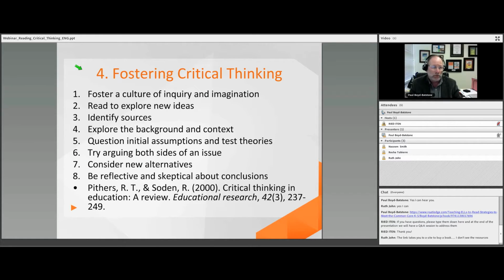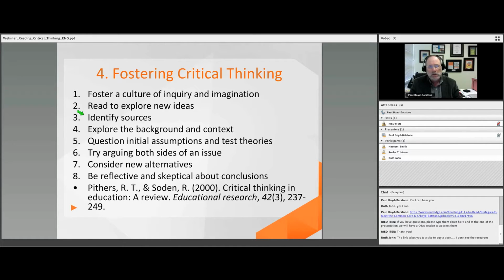What fosters critical thinking? First of all, critical thinking is fostered in a culture of inquiry and imagination. I always think of that famous quote by Albert Einstein, his imagination is more powerful than knowledge. Just knowing facts is not enough, but imagining possibilities and asking questions about that. When we read to explore new ideas, see that integration going on there? Let's learn something new. Where are we going to find out about that?